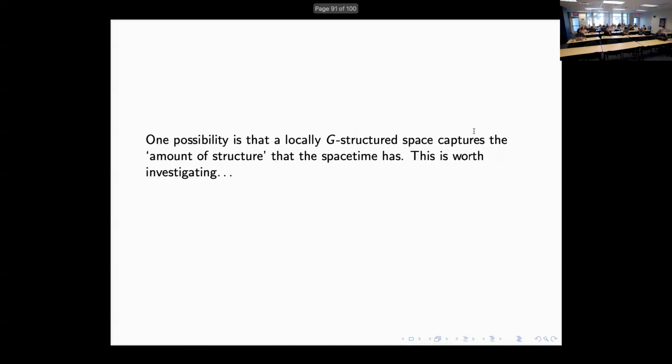spacetimes. Okay, so one possibility, this is suggested at some places by Jill North, is that a locally G-structured space captures the amount of structure that the spacetime has. Privileged coordinates determine amounts of structure. They might not tell us exactly the structure up to isometry. They tell us how much structure the object has. This is worth investigating, but my spidey senses are tingling, you guys. I think that exactly the same kind of argument that we were putting forward in the first half is going to work here. I'm not optimistic that this is going to work.